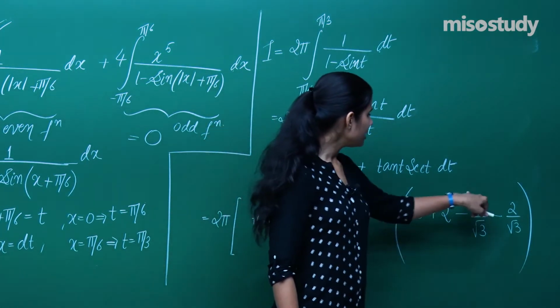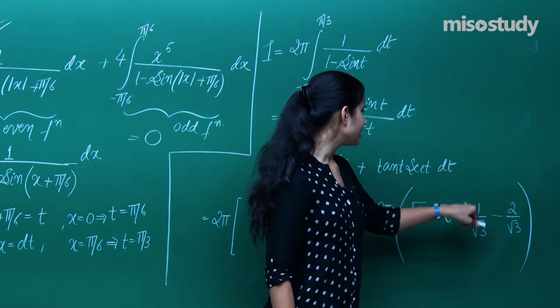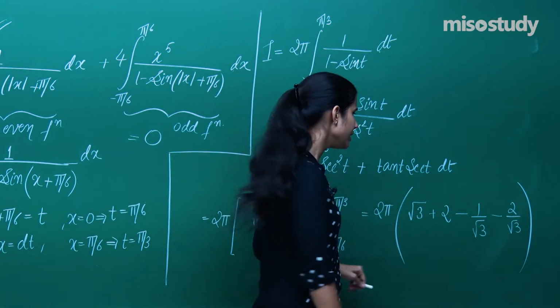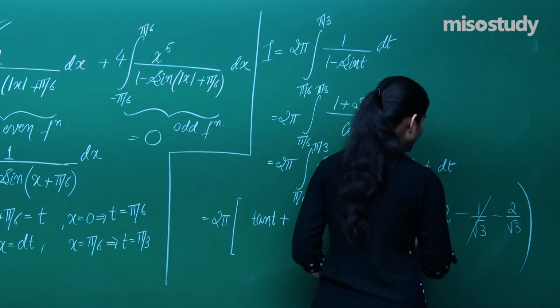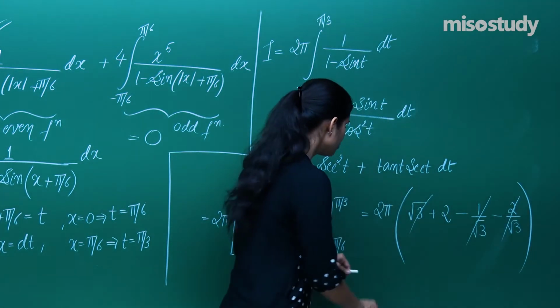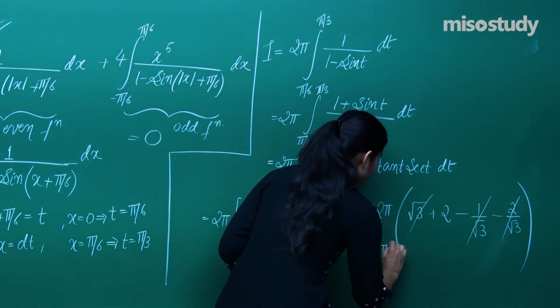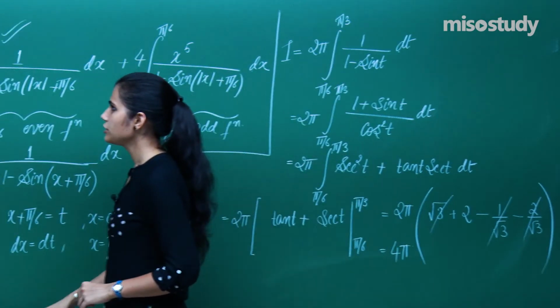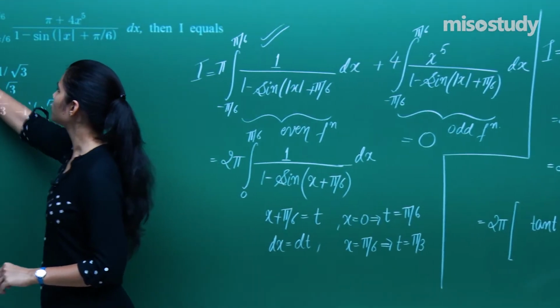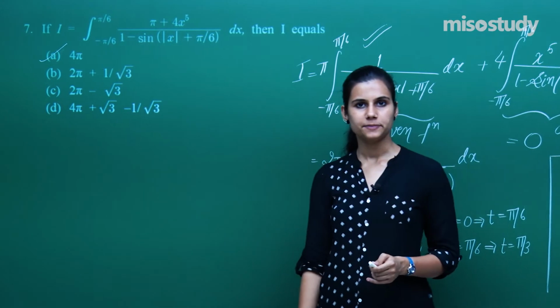Now see, root 3 minus 1 by root 3 is 3 minus 1 by root 3, which is 2 by root 3. So plus 2 by root 3 minus 2 by root 3, this gets cancelled out. You are left with 2 pi into 2, that is 4 pi, and that is your answer. Your answer turns out to be option number A, which is 4 pi.